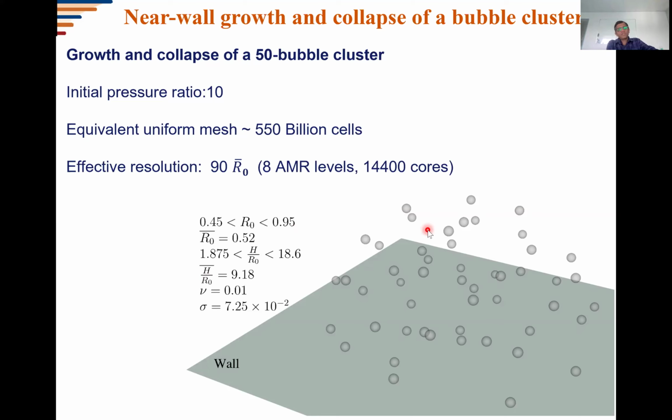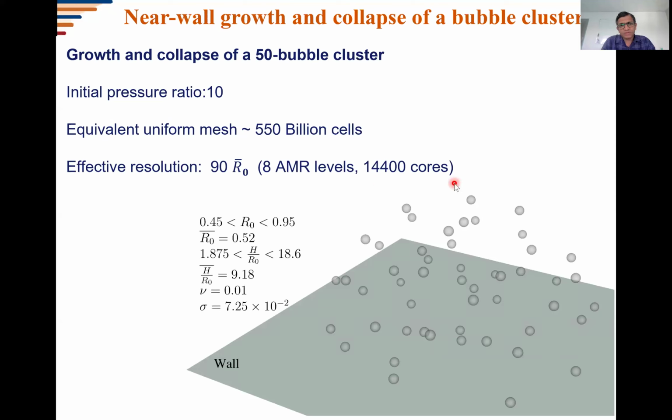Typically, these bubbles would occur in clusters. There's rarely, except in controlled experimental scenarios, an occurrence of a single bubble. So bubble clusters and their collapse characteristics are of significant interest. And what I'm showing to you is the collapse of a 50 bubble cluster here.